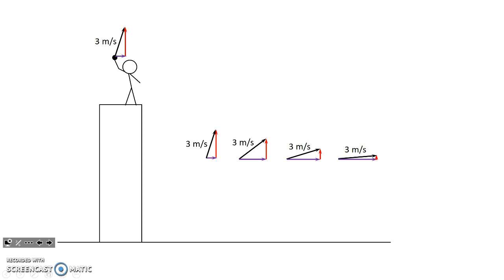Now let me ask a question. If you throw the ball perfectly horizontally, how much of 3 meters per second is along the x-axis and how much is along the y-axis? The answer, all of it is on the x-axis and none is on the y-axis.